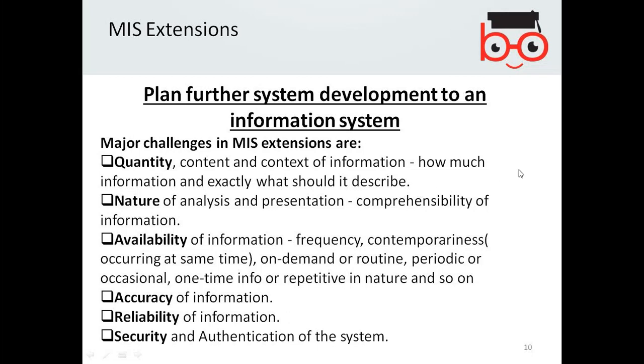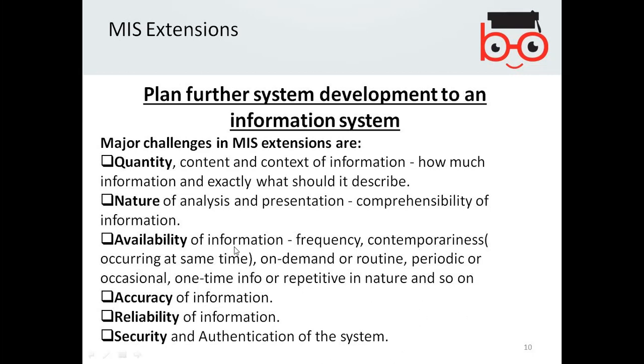So if you want to extend, you need to know to what extent, what quantity and content you are dealing with in the information, and then you should be able to extend the information system. For example, if your current system is capable of storing 100 records of 100 customers, then you should know up to how many more records you want to extend the capability of the MIS.